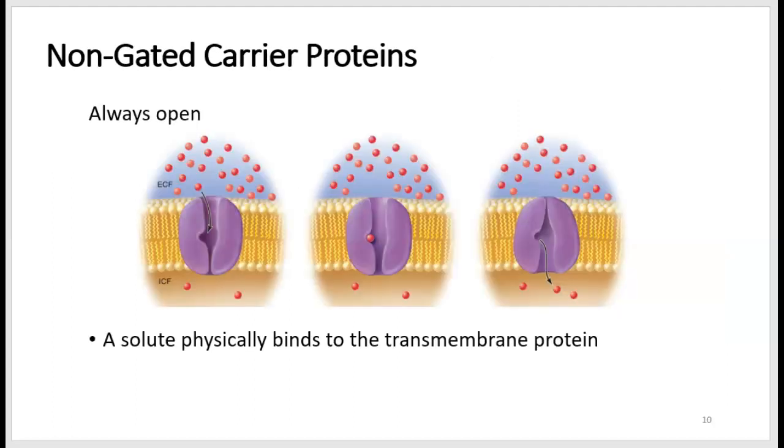Here's an example of a non-gated carrier protein or transporter. It's always open, and a solute physically binds. So first notice you have a concentration gradient. You have a lot of substance, the red substance, in the extracellular fluid. It will physically bind to the transporter and then be released and moved to the inside of the cell. The main point is that carrier proteins physically bind.